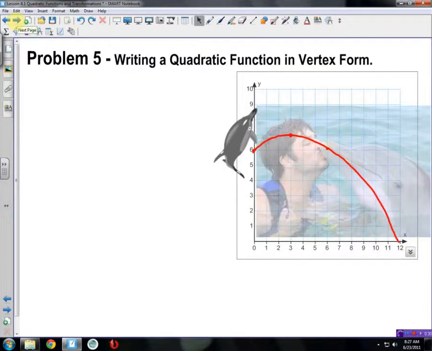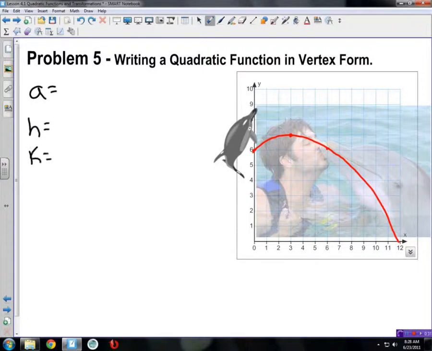All right. Here we go. Here's problem 5. It's writing a quadratic function in vertex form. Now here we have a dolphin. He's jumping on that graph paper over there. And that's probably the prettiest graph paper you'll ever see. All right. So things that we need to know: we need to know the a value, h value, and k value.